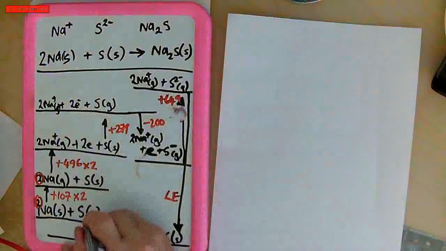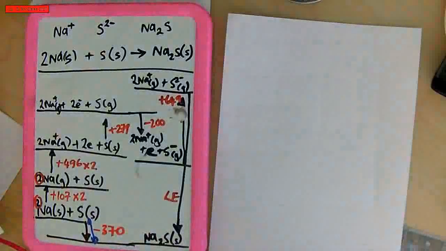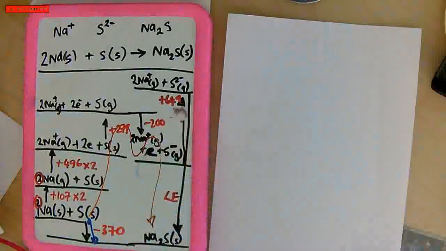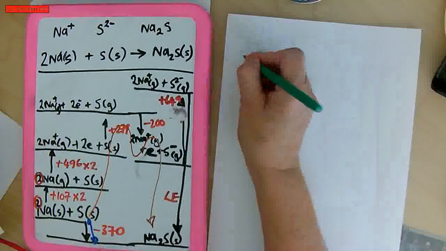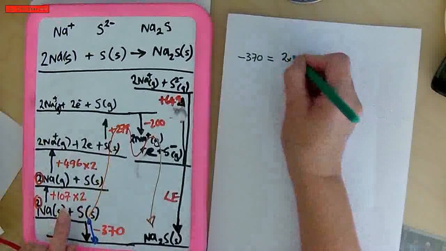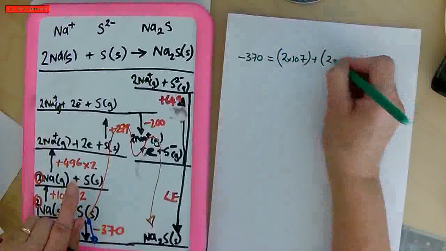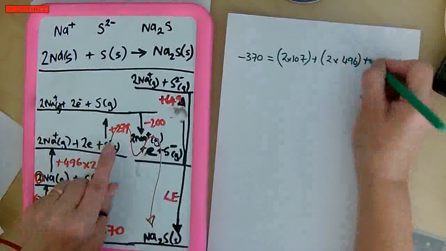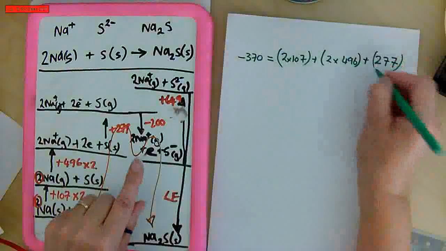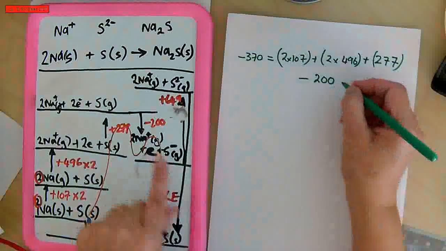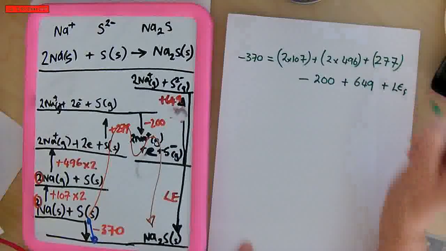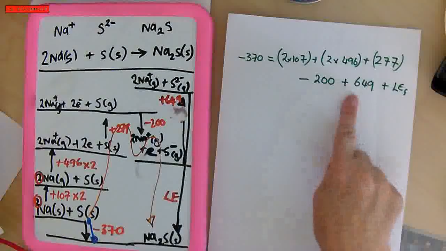Okay, so I know that going from here down to here is equal to going from here all the way round and down to here. So I'm going to set up my equation that minus 370 equals, and then I'm going up here, so 2 times 107 plus 2 times 496 plus 277. I'm still going with the arrow, minus 200 going up plus 649 plus the lattice enthalpy of formation. So I'm going to simplify these numbers and then rearrange.